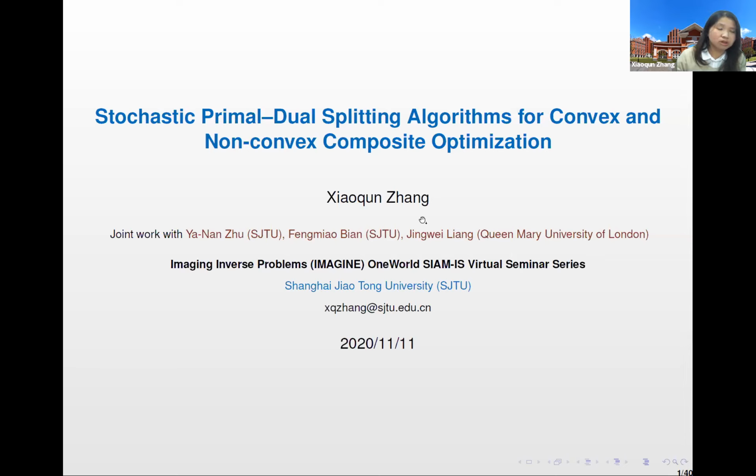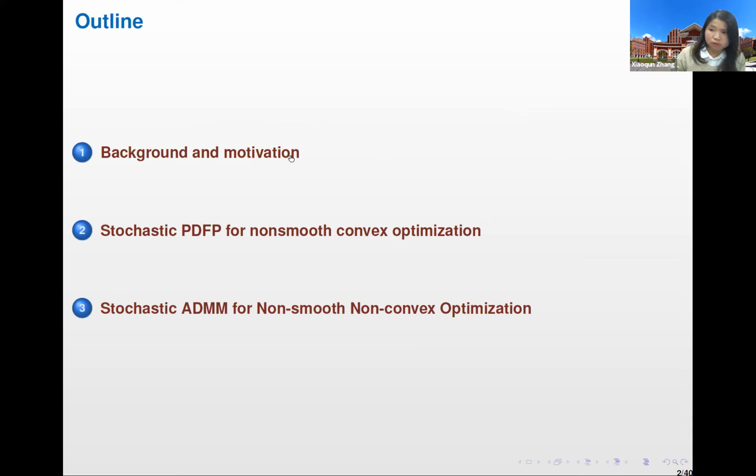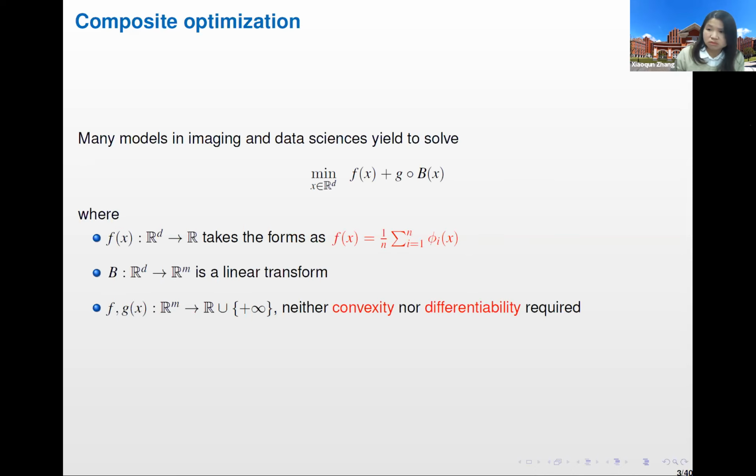Today I will be sharing some recent work with two of my students, Yanan Zhu and Feng Miaobian, and also Dr. Liang from Queen Mary University of London. So we start with the background and motivation, talking about why we are interested in this problem. And also I will present two pieces of our recent work. One is on this stochastic PDFP method for non-smooth convex optimization, and another one is a stochastic ADMM for non-convex problem. So can everybody hear me well?